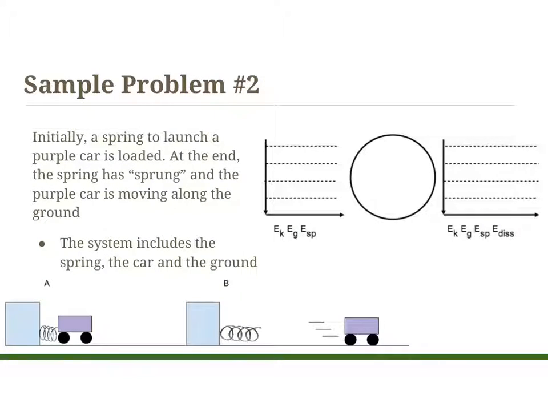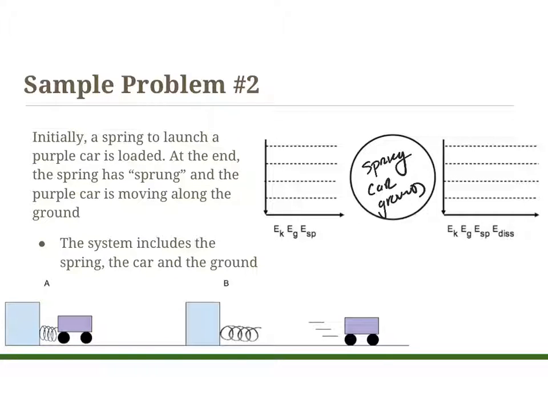A couple more examples. Initially, a spring to launch a purple car is loaded. That is compressed. At the end, the spring has sprung and the purple car is moving along the ground. So at this point, we have a car that is moving at the end. So the first thing we need to do is identify our system. It tells us that the system is the spring, the car, and the ground.